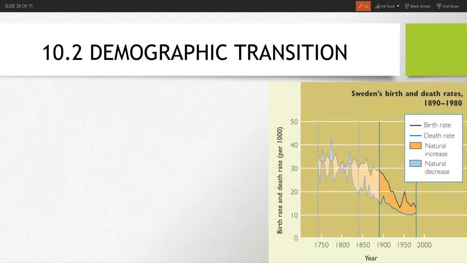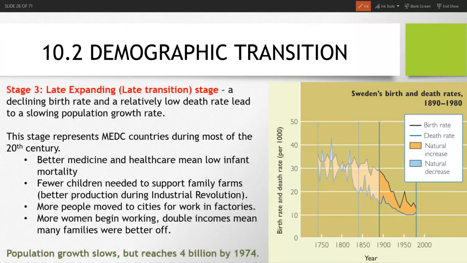So let's move on to stage 3. We get late expanding. So in the late expanding period, we know we have a low death rate already, okay, because medical advancements in stage 2 have reduced the death rate in the country, but we start to see that the birth rate starts to decline as well. And it won't level off with the death rate just yet, but it'll start to slow the population growth.